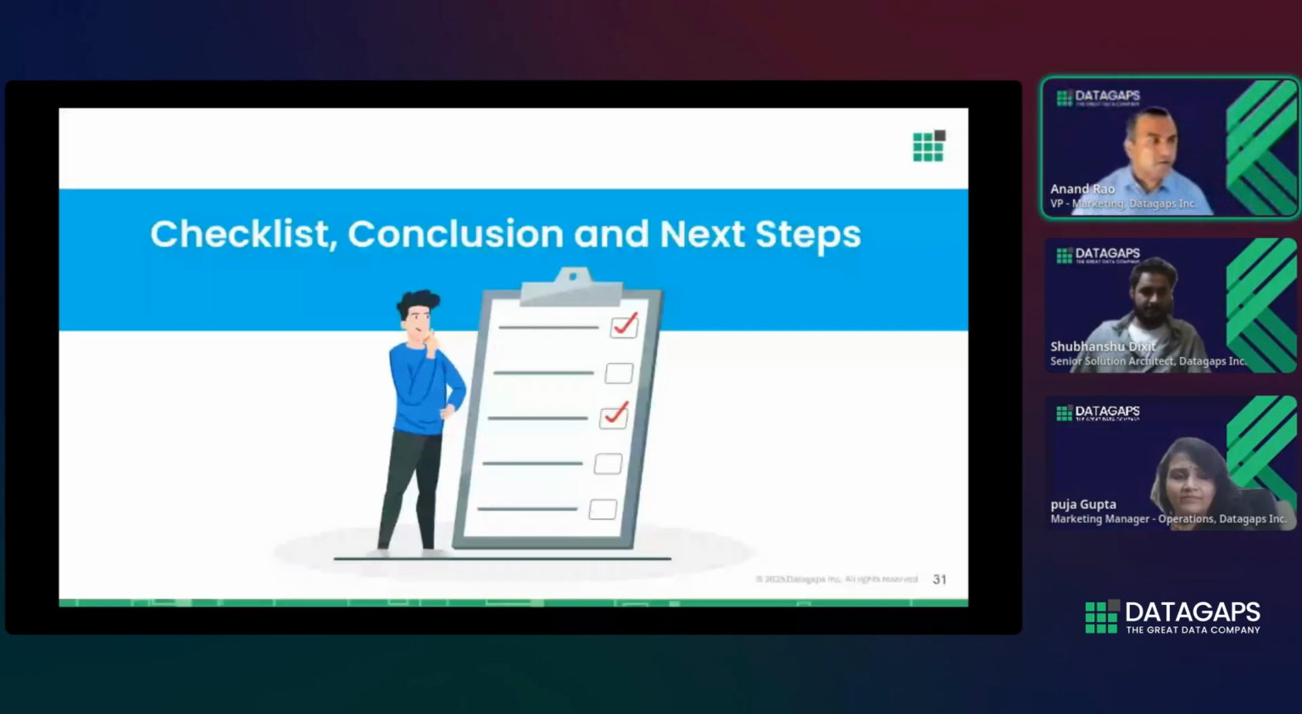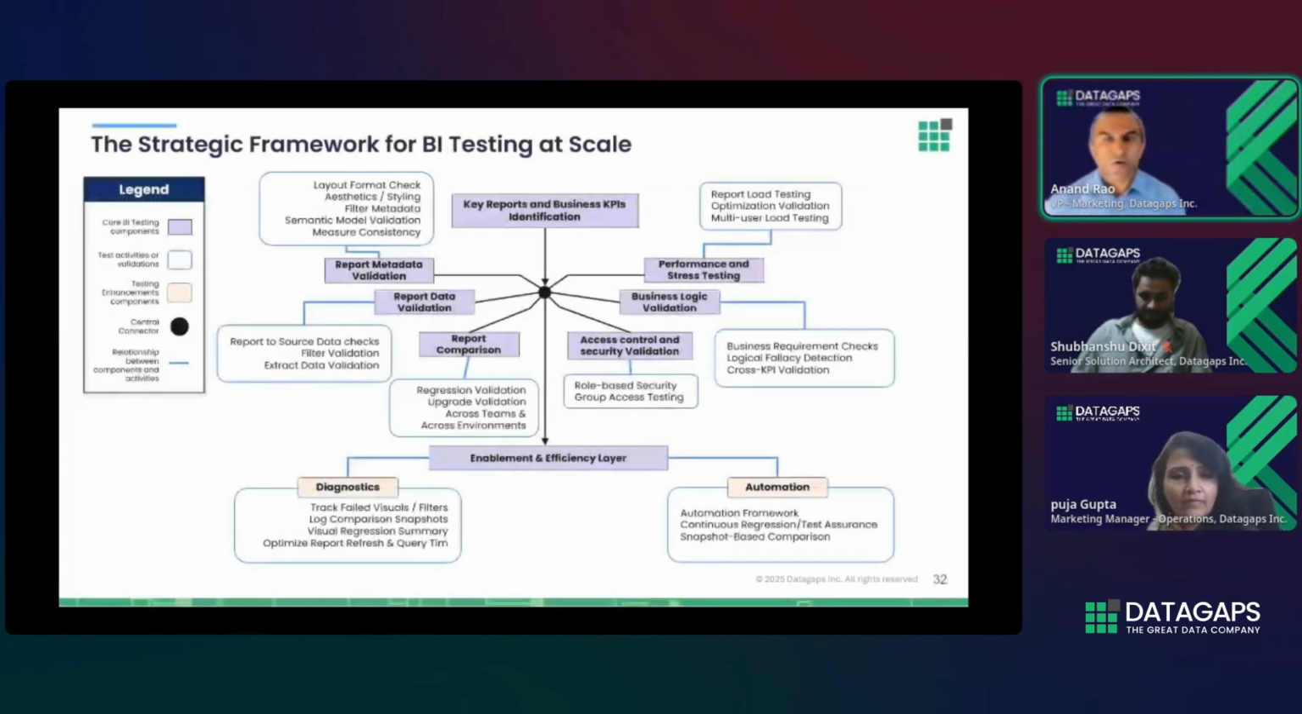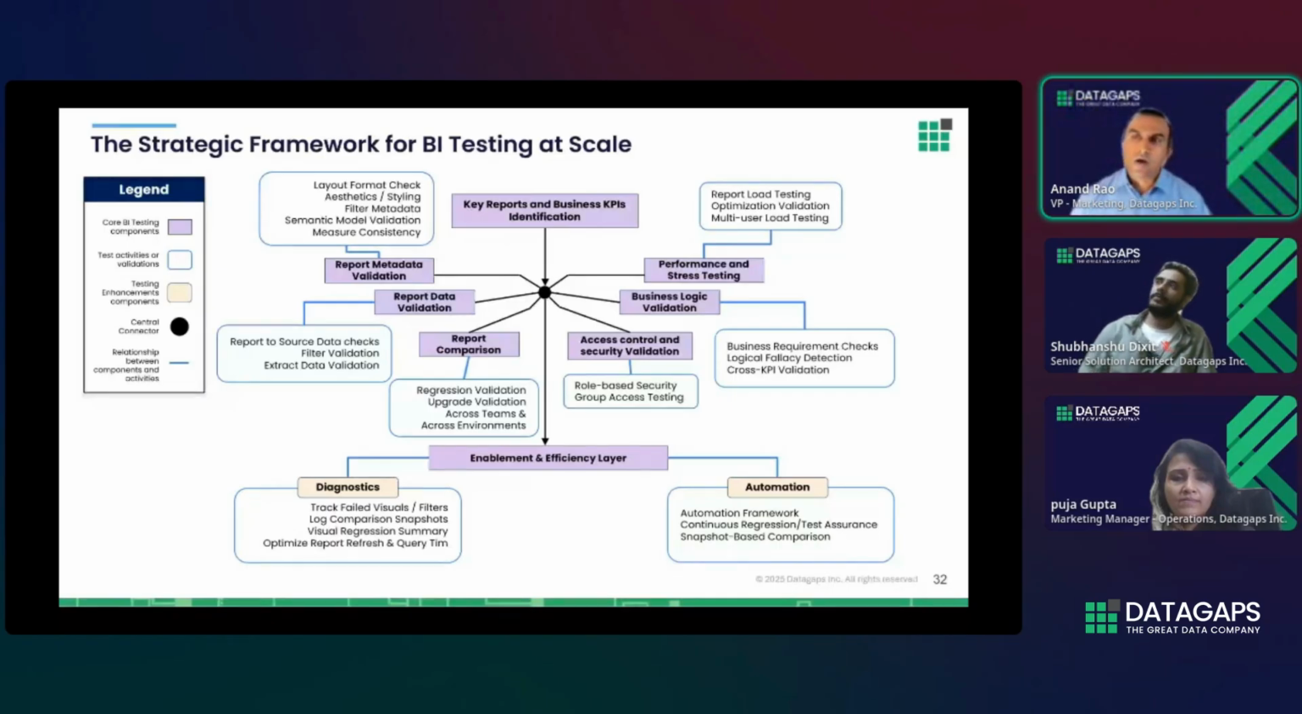So I wanted to wrap up with a checklist that you can take, some conclusions that you can derive from this demo, as well as this presentation. At a high level, you have to think about a testing framework for your business intelligence environment, especially at a scale of 50 or 100 reports, where we have seen our customers. You first start by listing the reports and the KPIs that matter the most to you, those tied to your goals, your targets, or any kind of compliance.